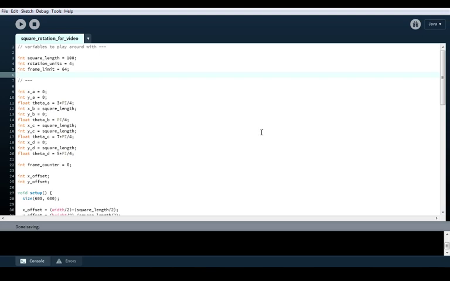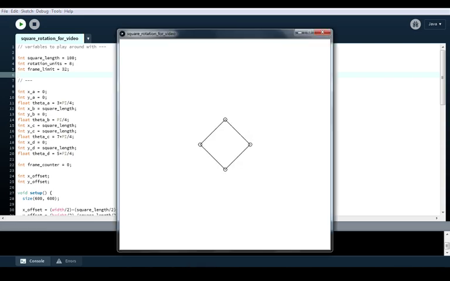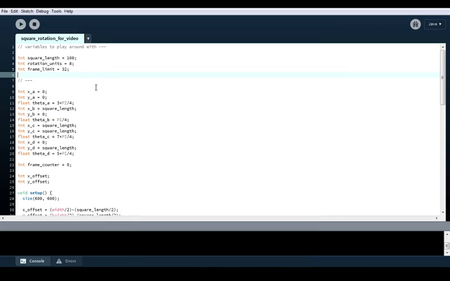This project is a rotating square in Processing. So as you can see when it's running, we have a square and it rotates. One thing to keep in mind is that this is not using Processing's built-in rotation function.